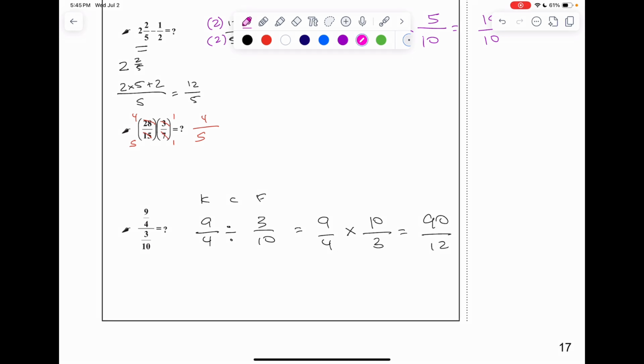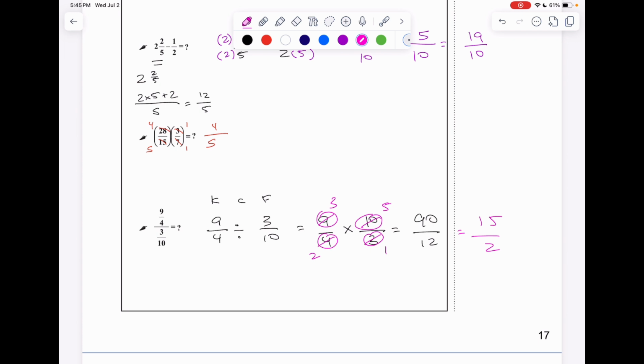Sure, I could have cross-canceled here too. That would be a 1. 3 goes into 9 3 times. 2 goes into 4 2 times, and 2 goes into 10 5 times. So that would also give me 15 over 2 and be a quick way to reduce. Please remember, your calculator can also reduce for you. If you have trouble using it, just talk to me and I'll show you how to do it.